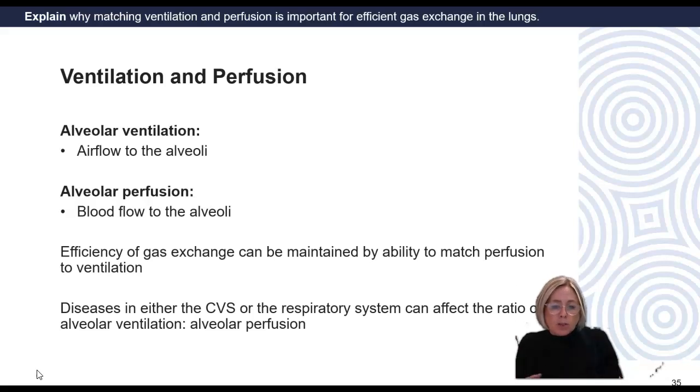So either of those can affect the ratio of alveolar ventilation to alveolar perfusion, and that can lead to things such as hypoxemia, or abnormally low oxygen levels in the blood.